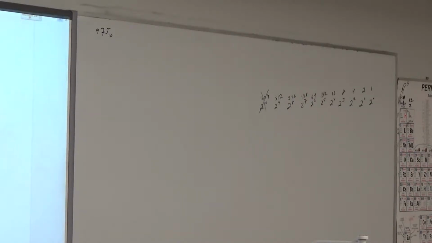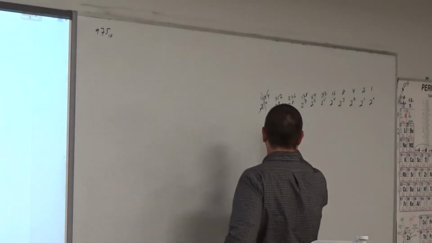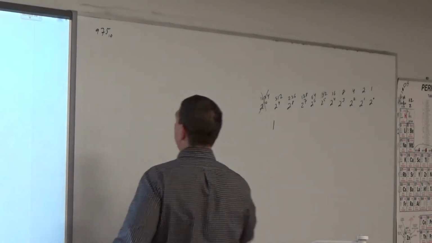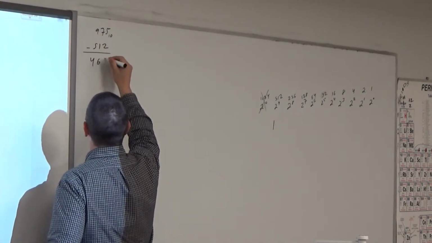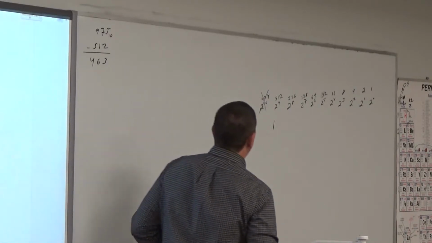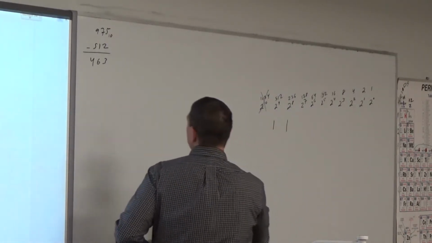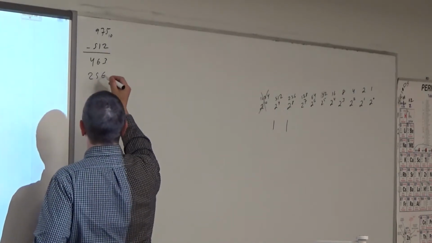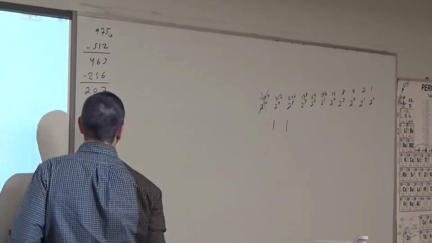All right, so now I'm going to start at 512, because that's the number that's just smaller. I'm going to put a 1 under that. We're going to subtract 512, and that's going to leave me with 463. Then I'm going to take 256 away from that, because I certainly can take 256 away. If I do that, I'm going to wind up with 207.